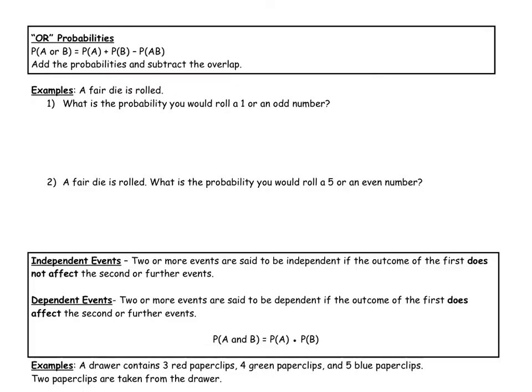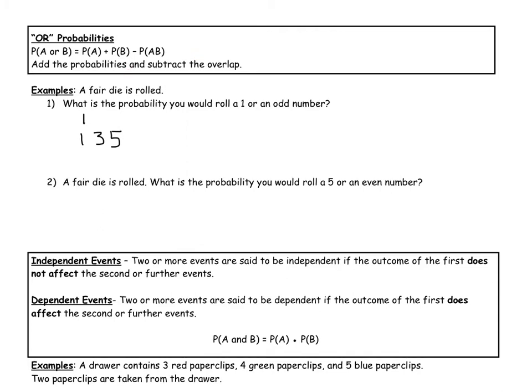Okay, let's discuss OR probabilities. The easiest way to do this is through an example. Example number 1 says, what is the probability you roll a 1 or an odd number? Well, let's list out what I have. I have a 1 and I have odd numbers, 1, 3, and 5. Now, there is a repeat, and the repeat is within the ones. So that's where, when I say, add the probabilities and subtract the overlap.